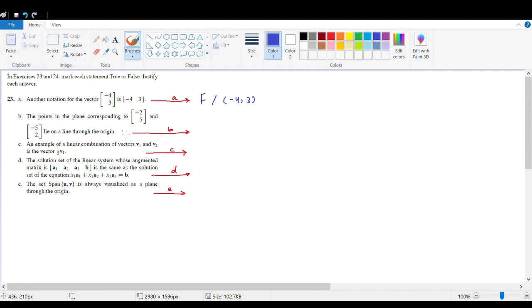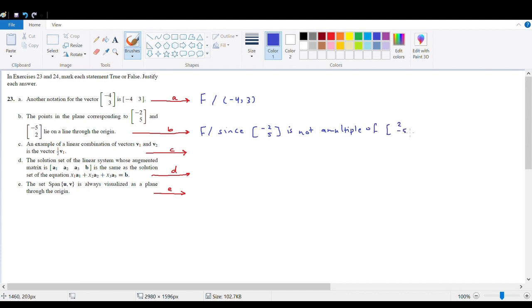Then the points in the plane corresponding to -2, 5 and -5, 2 lie on a line through the origin. This is not the case because here we have -2, 5 is not a multiple of -5, 2 to be in the same line. So this one is false since -2, 5 is not a multiple of 5, -2.